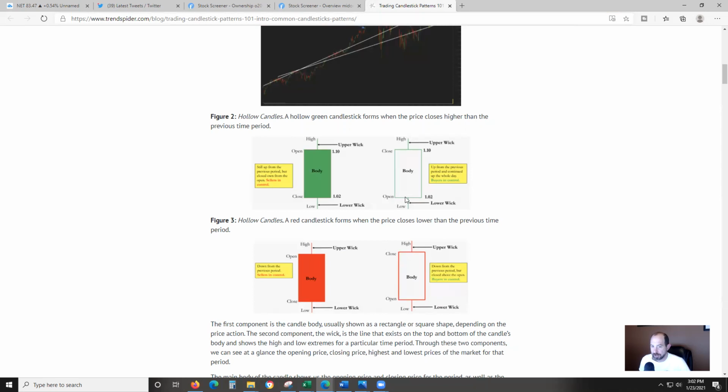Same thing for this candle. This says the buyers stepped in. And so I love this candle. That's okay, right?